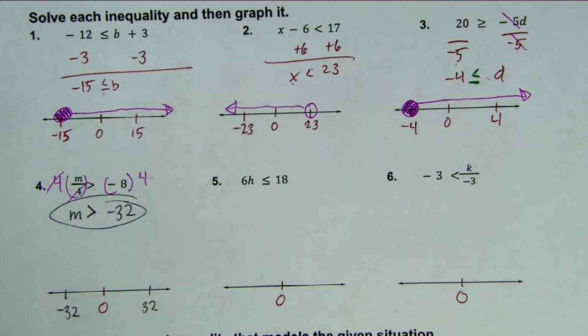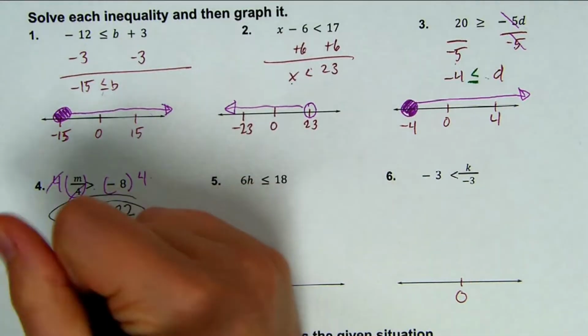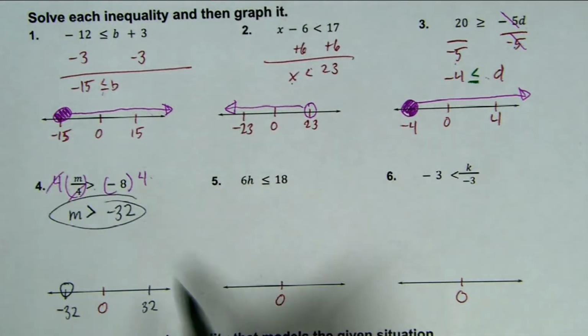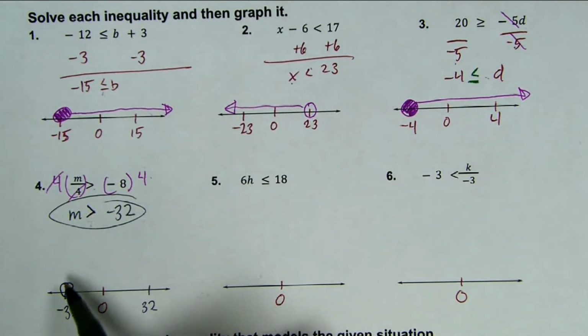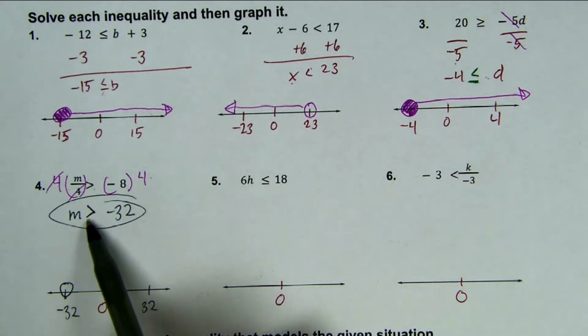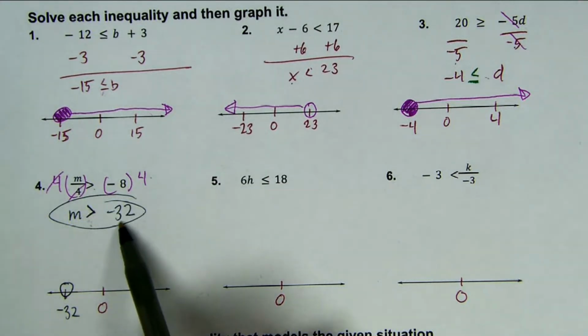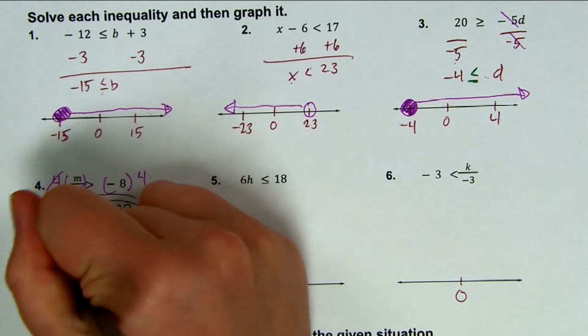I can go ahead and place a circle at negative 32. There is no equals to part here, so I will leave this unshaded. And since m is greater than negative 32, m could be numbers larger, so I'll go ahead and draw my arrow going off to the right.